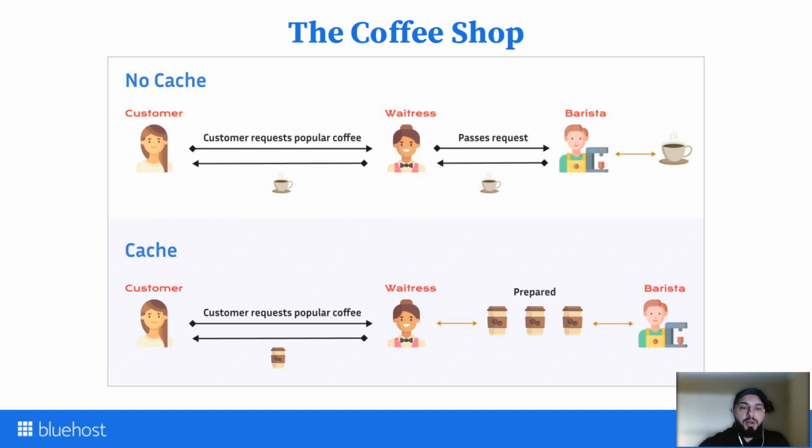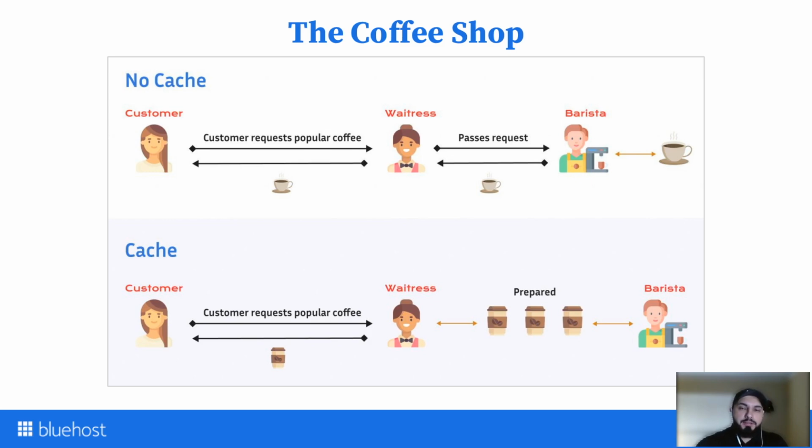However, in a no cache situation, the customer will sit and request, let's say, their most popular coffee item. The waitress will take that order, go to the barista, and tell them about the order. The barista will go to the back and make that coffee and give it back to the waitress, and the waitress will take it and give it to the customer. That's in a no cache situation.